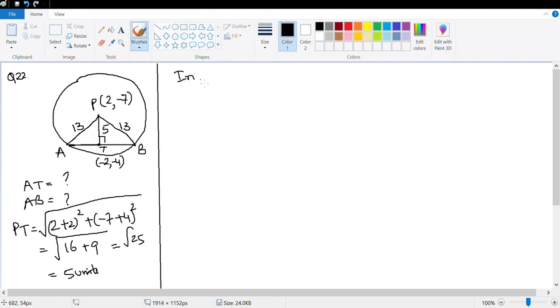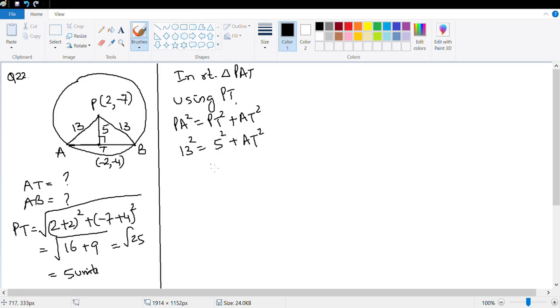Now in a right triangle PAT, using Pythagoras theorem, I get PA square is equal to PT square plus AT square, which means PA square, 13 square, is equal to PT square, which is 5 square, plus AT square. 169 minus 5 square, that's 25, is equal to AT square.